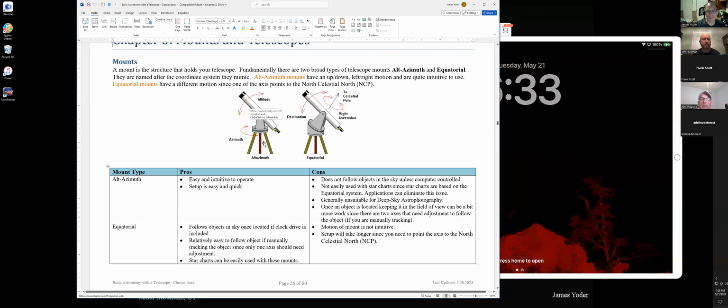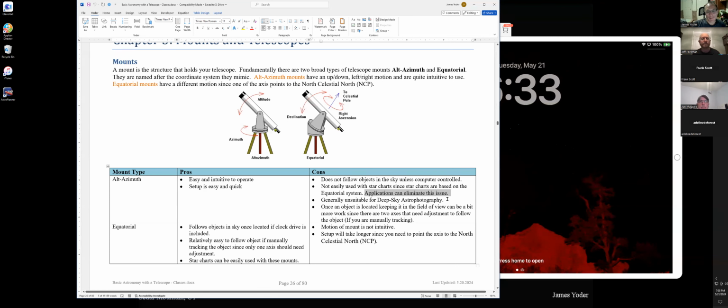The cons of that kind of mount is it doesn't follow objects in the sky because you have to have two motions to follow that object in the sky, unless it's computer controlled. But even then, the computer isn't going in one smooth motion. It goes two motions at a time. But that's transparent to you. You don't see that. Not easy to use with star charts. If you're using the Alt-Az coordinates, it doesn't apply to star charts. Star charts are based on the equatorial type of design. Not many people use star charts anymore, though, so that may not be an issue. And that's what I was saying. Applications can eliminate that issue because applications do those conversions for you.